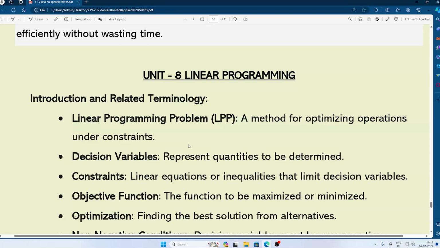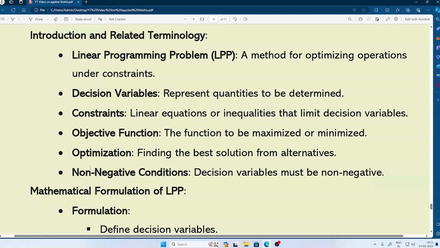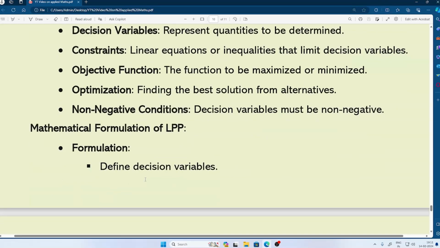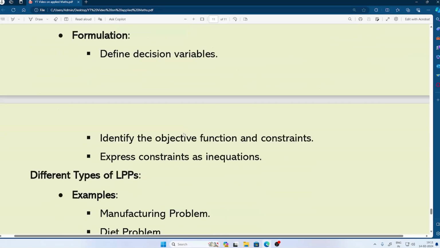If you forgot that straight line graph, you will plot by using the intercept form. I am not writing anything today. I am just discussing with you what to do, what not to do, what is there in syllabus, what is not there in syllabus. Everyone in LPP must know the decision variable, constant, objective function, optimization, non-negative conditions. This is very important. This you must go through.